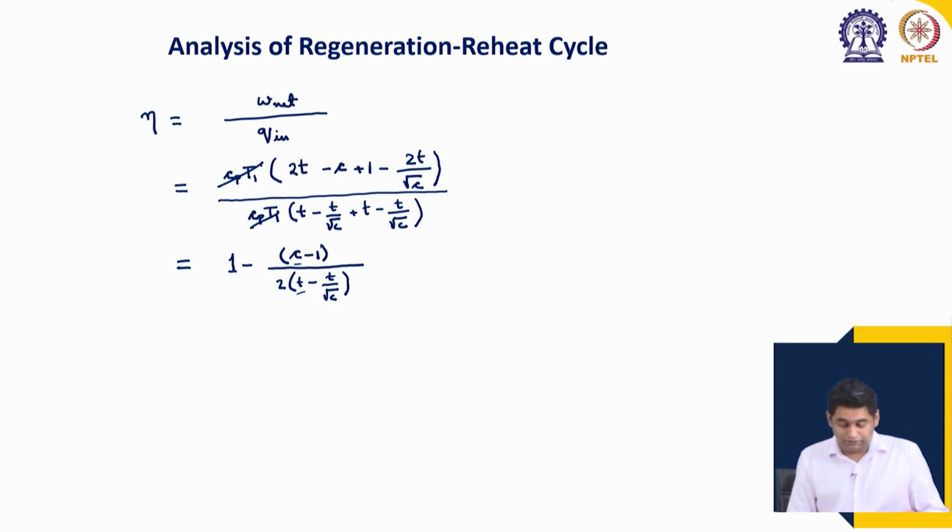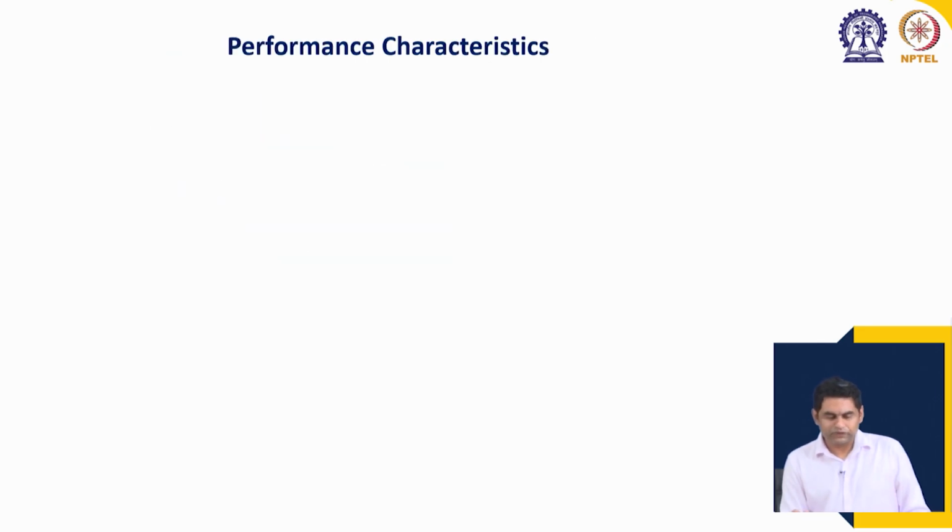So, this is the efficiency. Once we solve a numerical problem, it will be clear whether the efficiency increases as compared to a simple regenerative cycle or it decreases, or of course, we expect that the efficiency will be higher than that of the simple reheat cycle. Okay. We will compare all this by solving a numerical problem next. Before that, let us qualitatively try to understand the performance characteristics for this case.